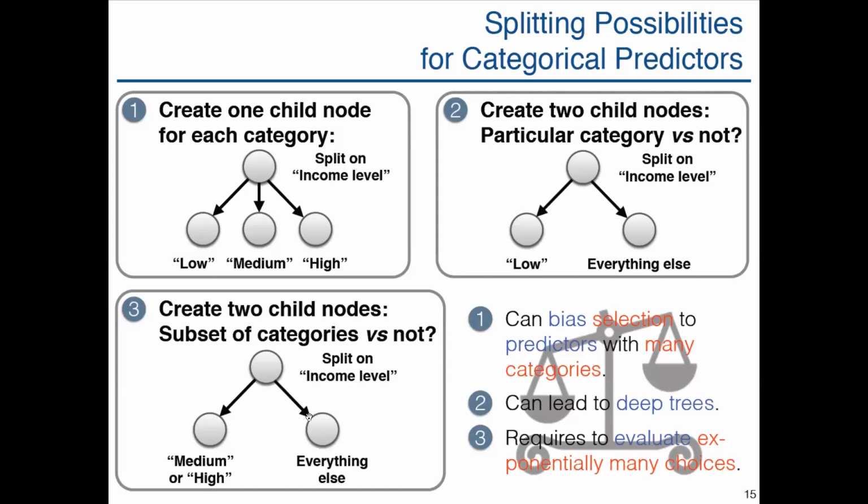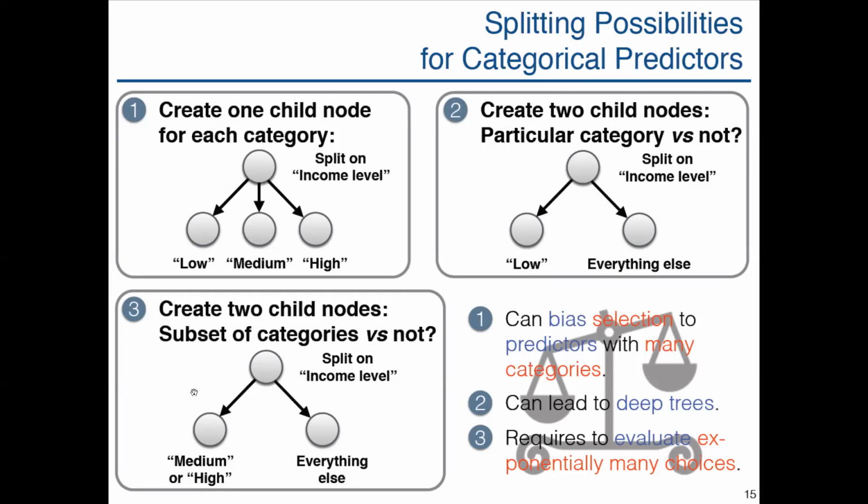So what is this third possibility? The third possibility is that instead of having a particular category and everything else, instead of converting to binary like this, you look at all possible subsets. For example, here we had created just 3 variables: low and not low, medium and not medium, high and not medium.